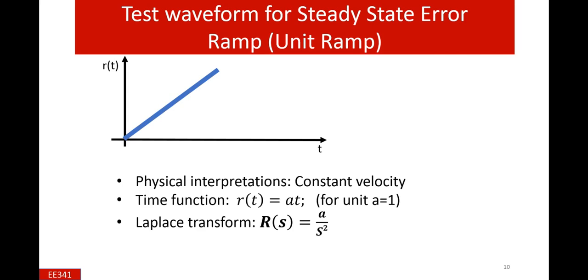The ramp function is the next test waveform to analyze the steady state error, and this is a constant velocity input to a position control system, increasing the amplitude. So this is the definition. This is simply a function a times t, where a is a constant, and this ramp function is a unit ramp when a is equal to 1, and the Laplace transform of this one is 1 over s square.